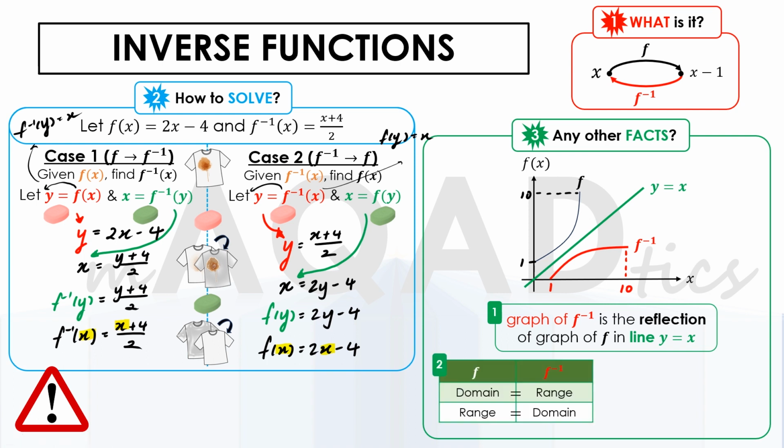And the second thing is, the domain of f is the same as the range of f inverse, or the range of f is the domain of f inverse. Okay, so let me give you an example. Let's say this f. This 1 to 10 is the value of f of x, which means this is the range. This one is the values from the x-axis, which means this is the domain.